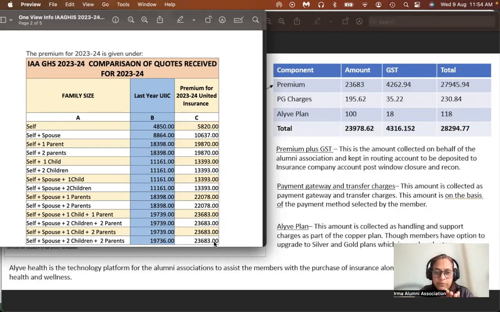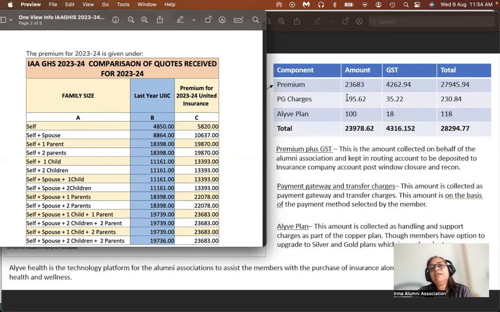Now, since United is providing us a service, we also need to pay GST on this service. For a premium amount of 23,683, GST is 4,262.94. So the total amount comes to 27,945.94.